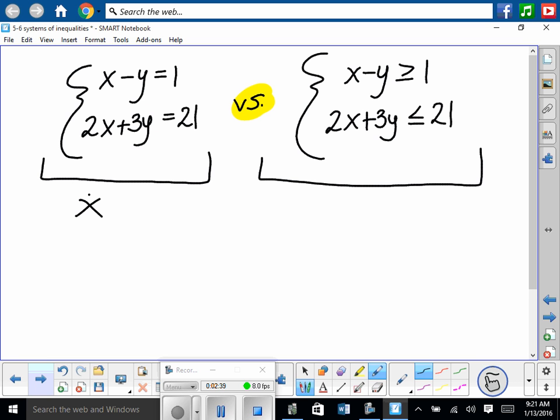This is going to have one solution. It's going to be the xy point where they intersect. Because this is an inequality, it's going to give you a range of values. So it can be between this and this. So it's going to give you a number of different values you can have to make this inequality true. So this is going to have a number of solutions.